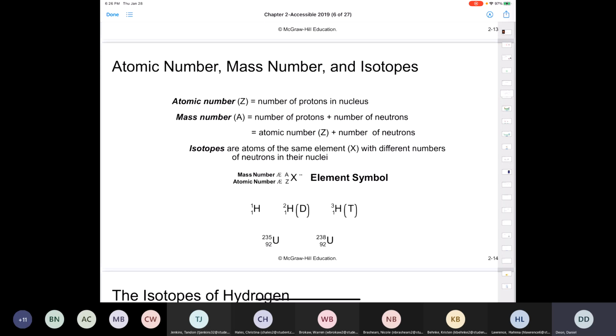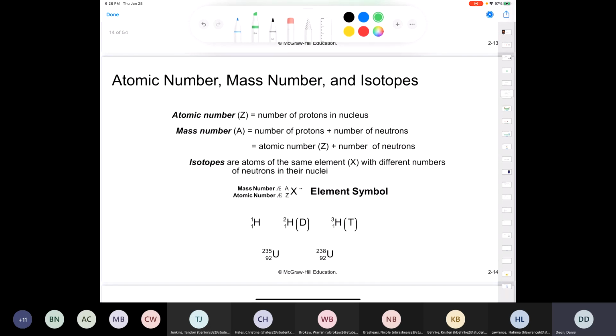Now, if you're kind of confused or you're not following me 100%, let me explain it a little bit more. Okay? An atomic number governs the identity of an element. So it gives the atom its identity.